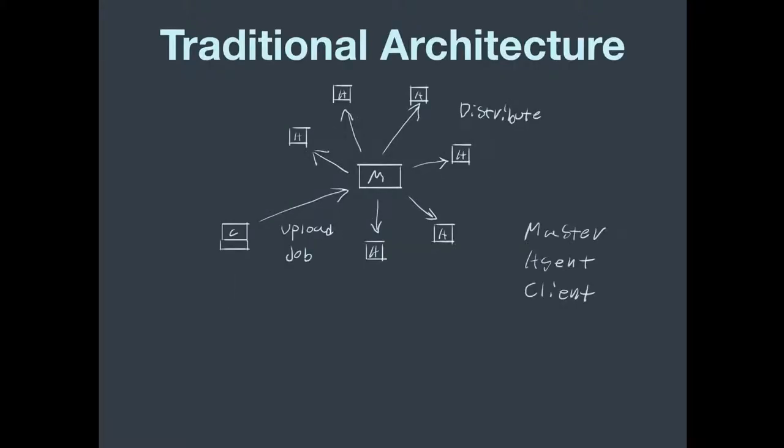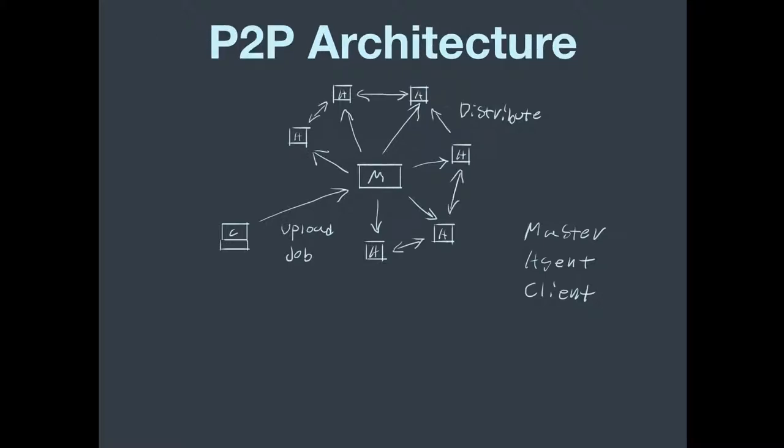So this is a traditional architecture of how a render farm works. You have a client, he uploads a job to a master, and the master distributes the data. But rather, what we can have is a peer-to-peer architecture, so the agents would share the files with each other, and because we have the content addressing, we can make sure that the agents are sharing the right content, that they are not faking each other's data sending around.